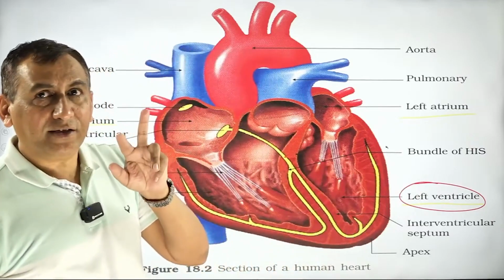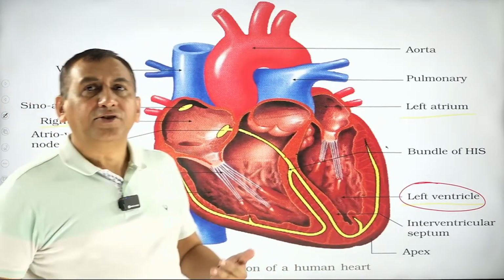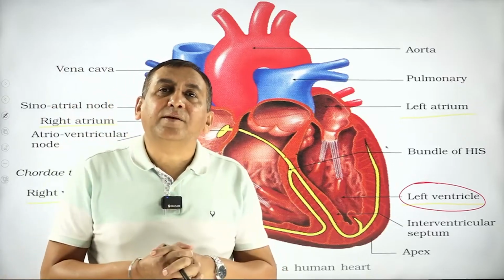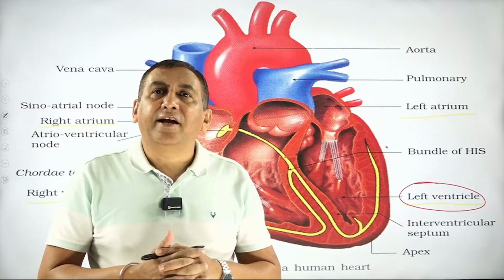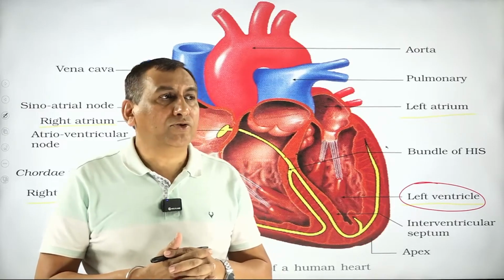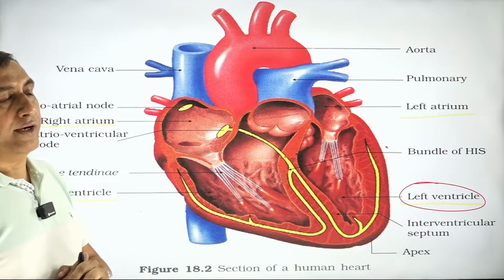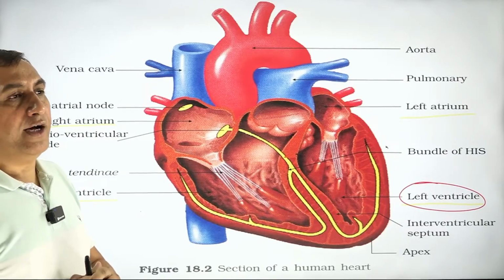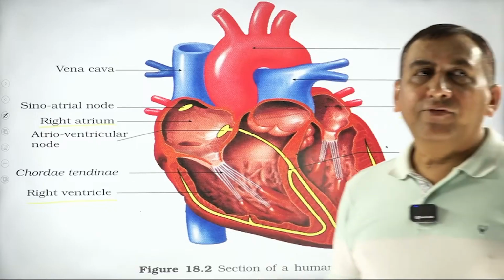Largest means there are 2 ventricles now. One is the right ventricle, one is the left ventricle. See, the right ventricle is sending blood only up to the lungs, and the left ventricle is sending blood to the different parts of the body. So where is more power required? More power is required in the left ventricle.